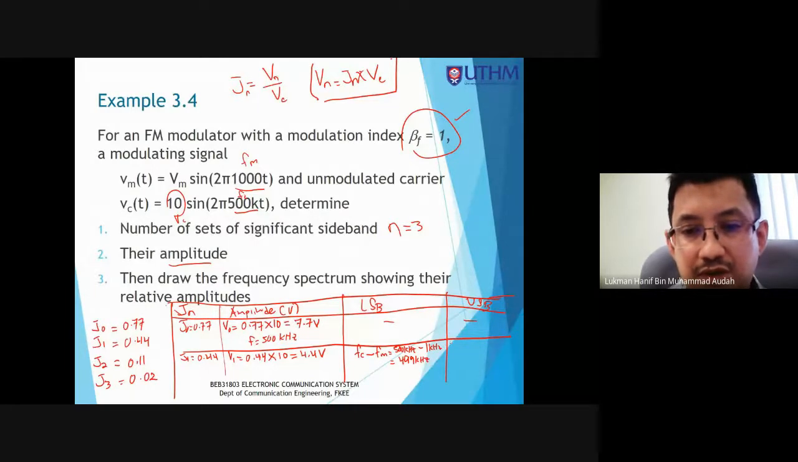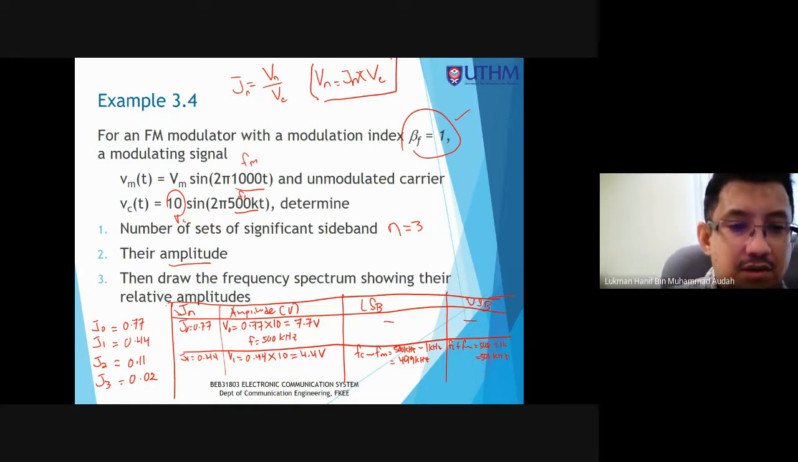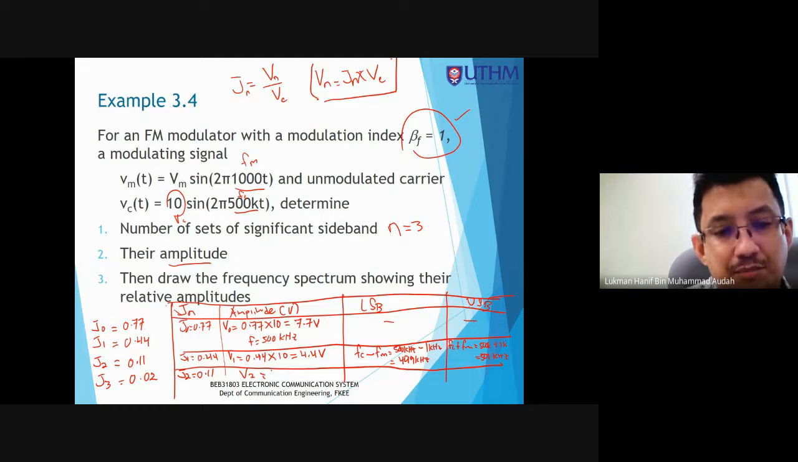Okay. Over here is FC plus FM, which is equal to 500K plus 1K. So this is 501 kilohertz. Nampak? Similar with J2. Okay, so J2 ni saya terus ringkas. J2 is 0.11, so V2 is equal to 0.11. So this is equal to 1.1 volt.